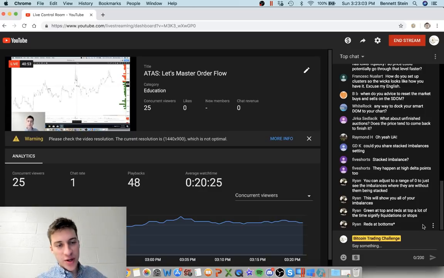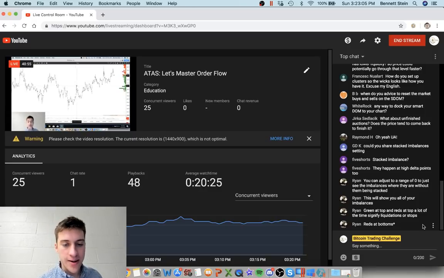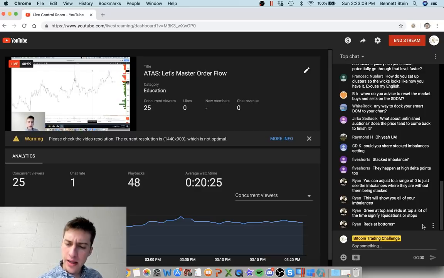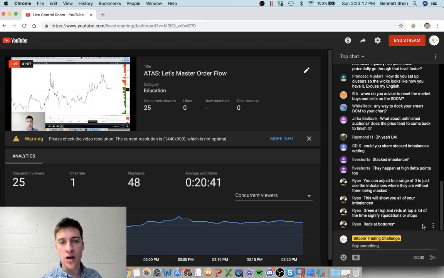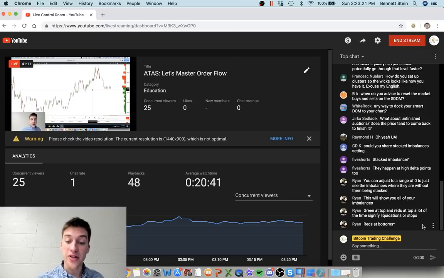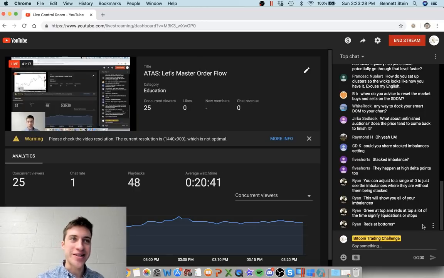So that was a really fun little thing on stacked imbalances. And you can adjust the range to see what you want. So we've gone over stacked imbalances, we've gone over unfinished auctions, we went over DOM. Let's go into some more fun stuff. And then after that, what I want to do is actually not trade live, because I don't know if that would actually be legal, but we're going to be analyzing the market live.